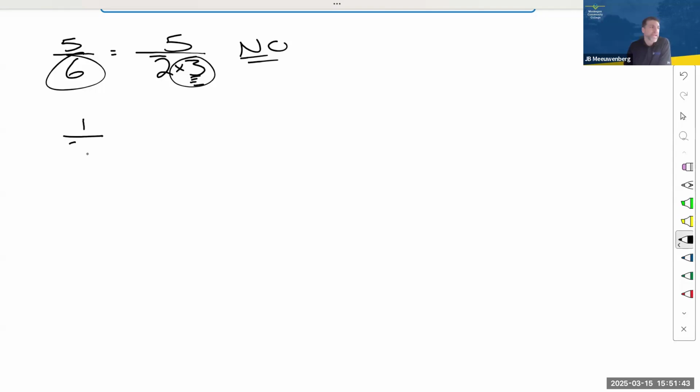Now let's look at 1 over 80. Will this be able to be written as a terminating decimal? Well, we have to start with the factorization. So if you haven't paused and tried that yet, go ahead and do that. 80 can be written as 2 to the 4th times 5. Notice how the prime factorization has only 2s and 5s. It has 4 2s and 1 5.